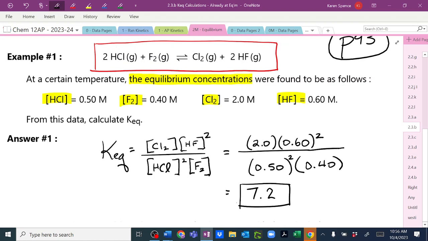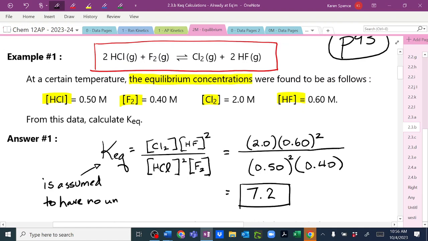In this case, the molarity cancels. KEQ, although you can write a unit for it, nobody ever does because it's pretty much meaningless, okay? Because it's going to be different under every circumstance. So KEQ is assumed to have no units. No unit.